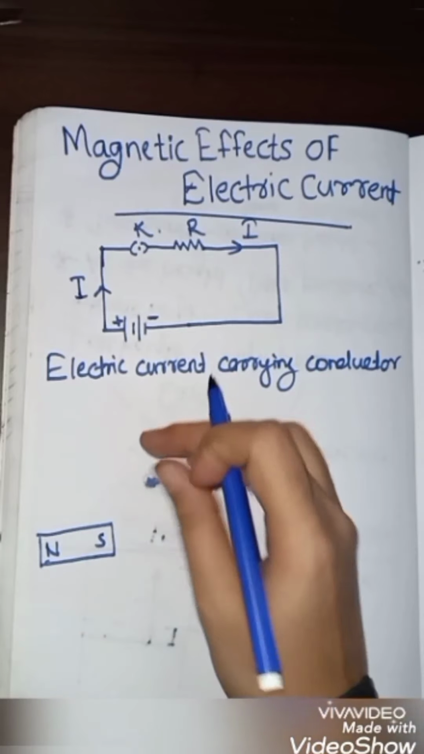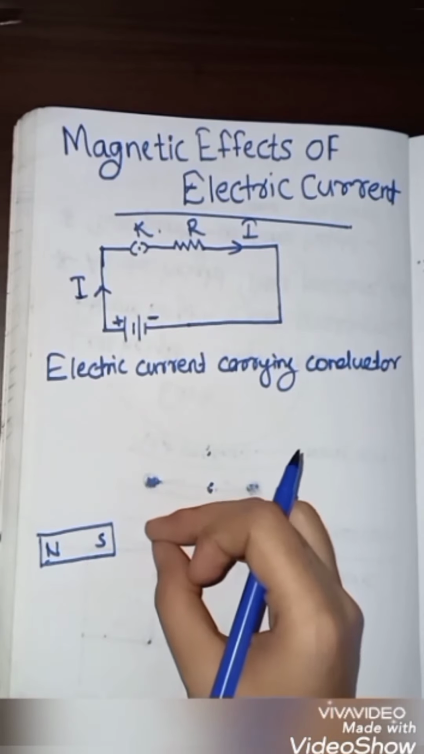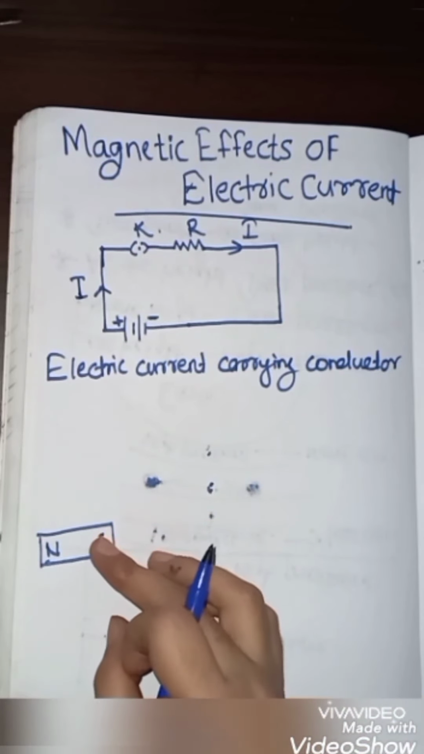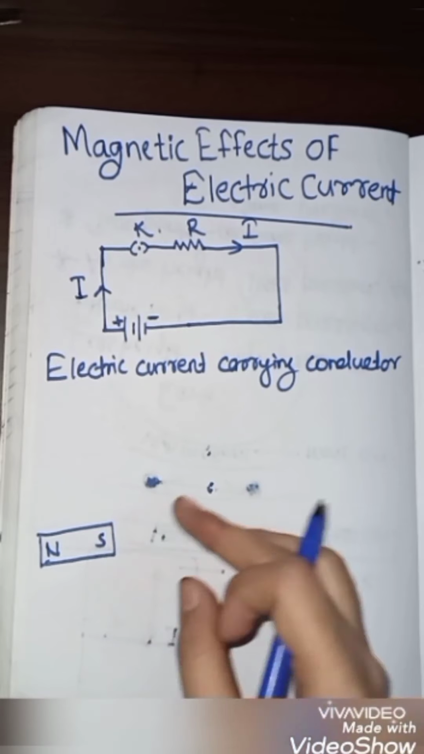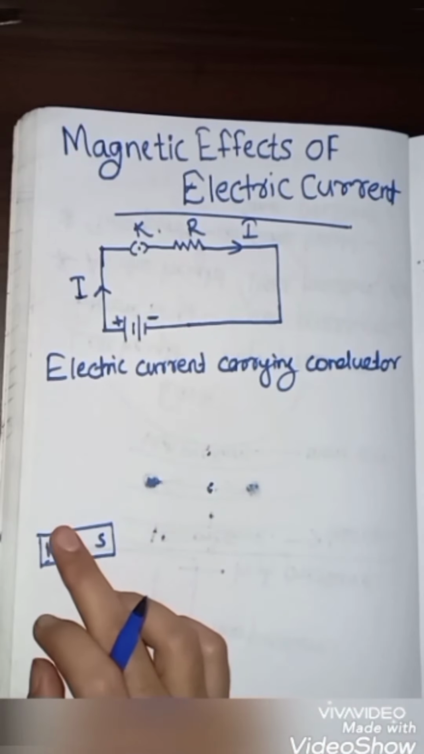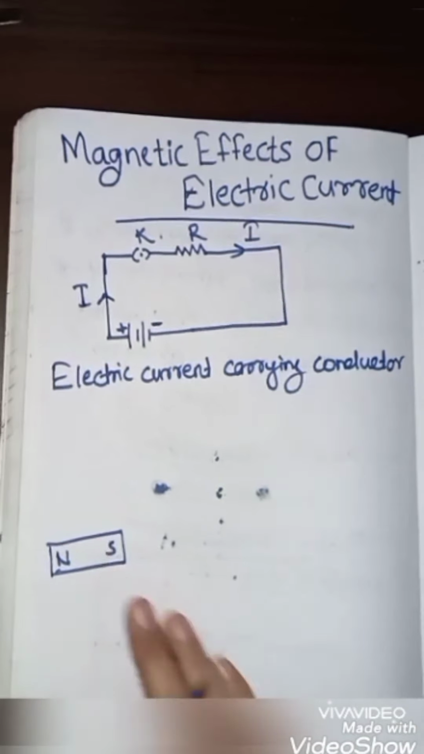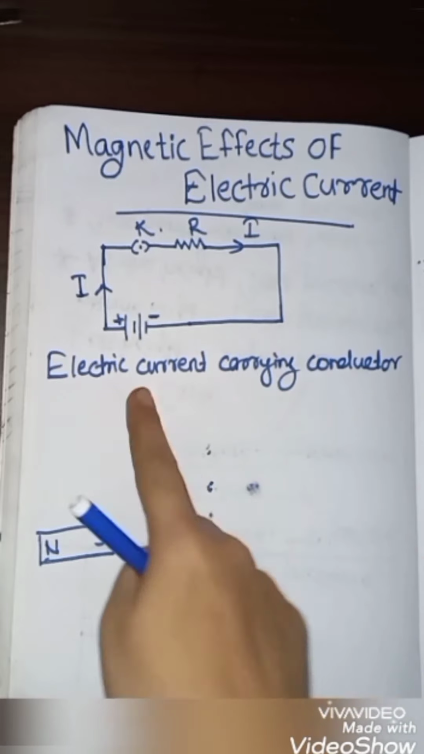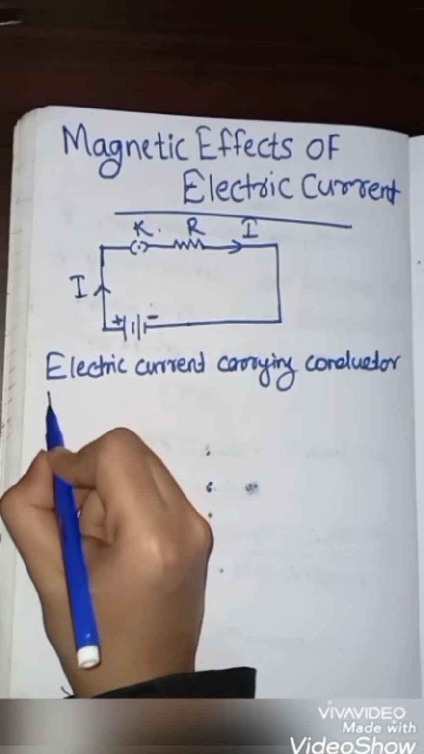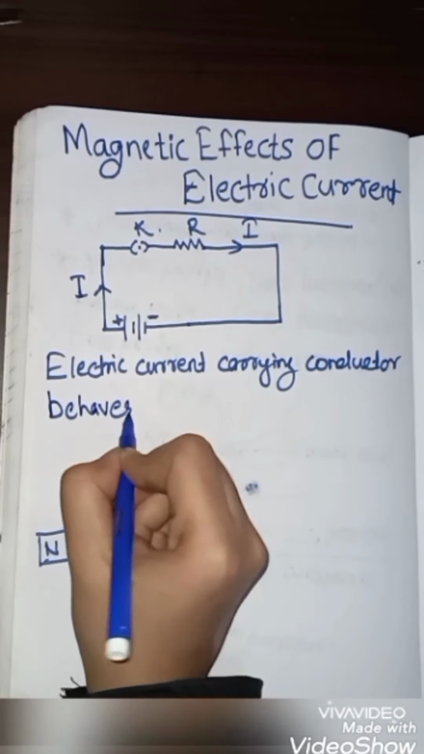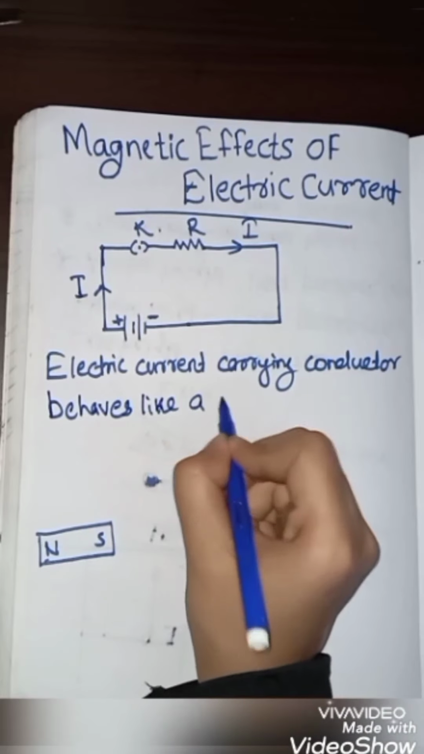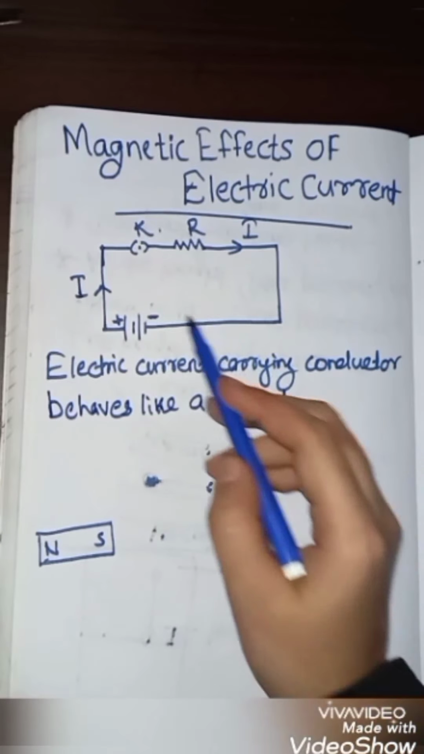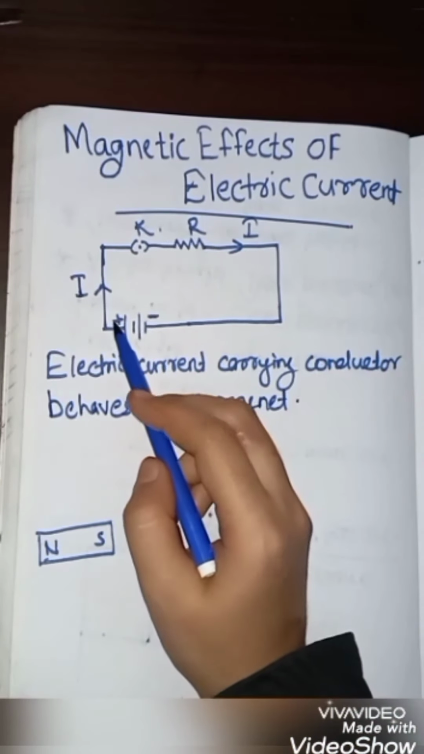When I bring another magnet near this, a north pole repels a north pole and a south pole repels a south pole. That means like poles repel and unlike poles, the north pole and south pole, will attract. You studied all these in the previous classes. Electric current carrying conductor behaves like a magnet. How is it possible?